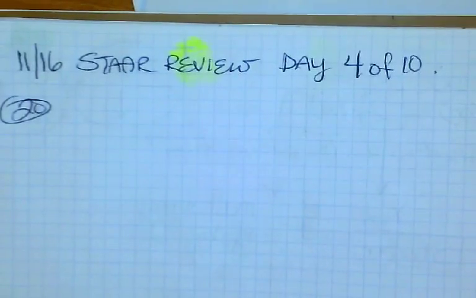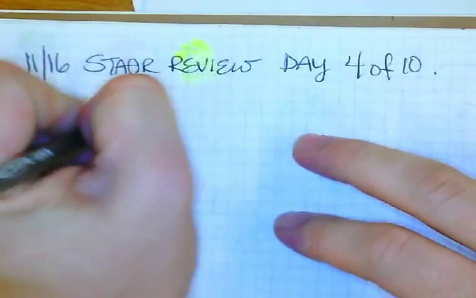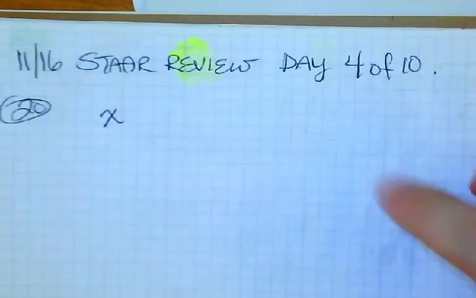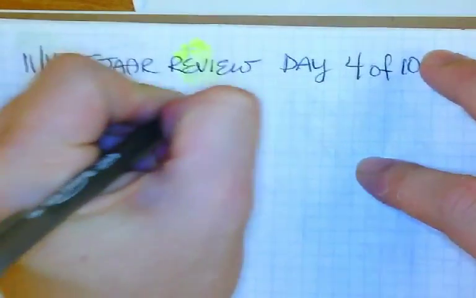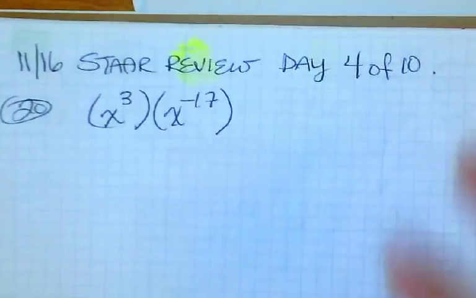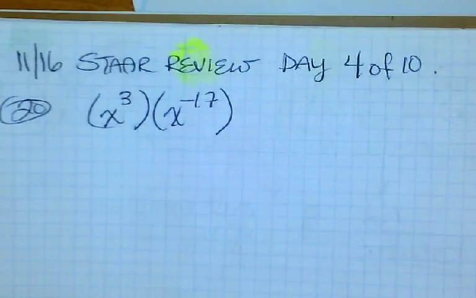I really appreciate that. Number 20 starts us off with an expression, x to the power of 3 multiplied by x to the power of negative 17. At first glance, this may look really complicated, but by the end of the problem, we're going to see that this is just an addition problem. That's it. It's just an addition problem.